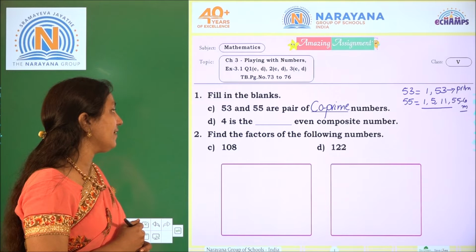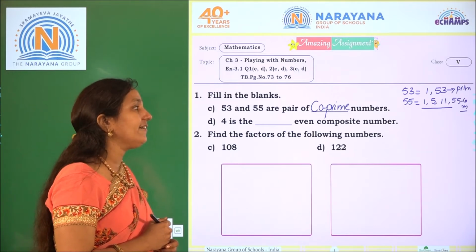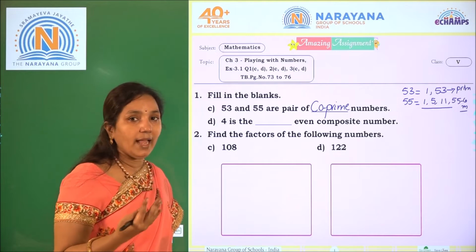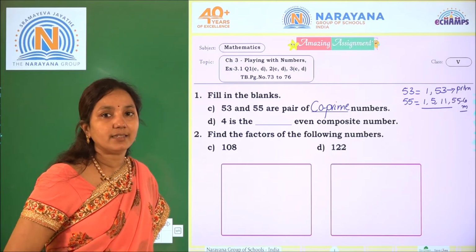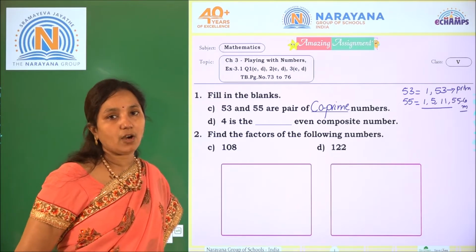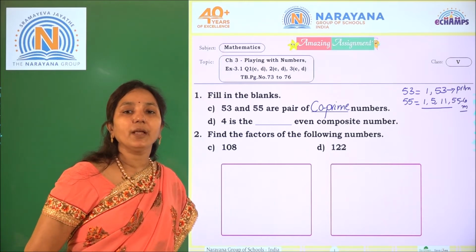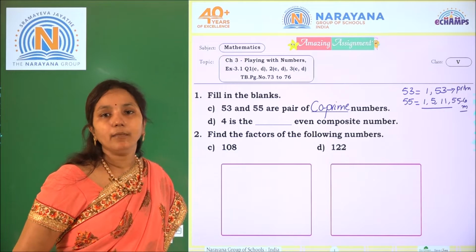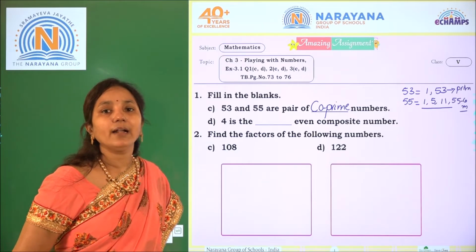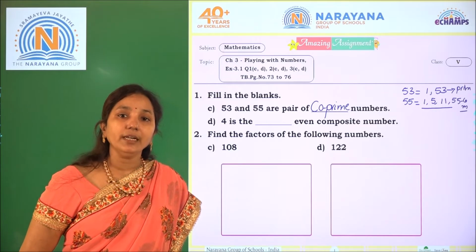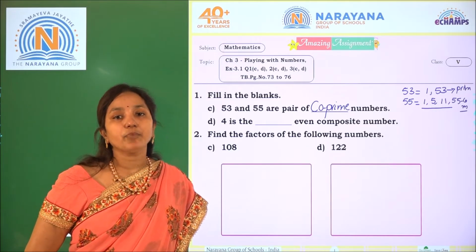Okay, coming to the next one. 4 is the dash even composite number. 4 has more than 2 factors, so that's why we call it a composite number. And coming to 1, what type of number is 1? 1 is neither prime nor composite. And 2, what type of number? 2 is a prime number, the only even prime number.